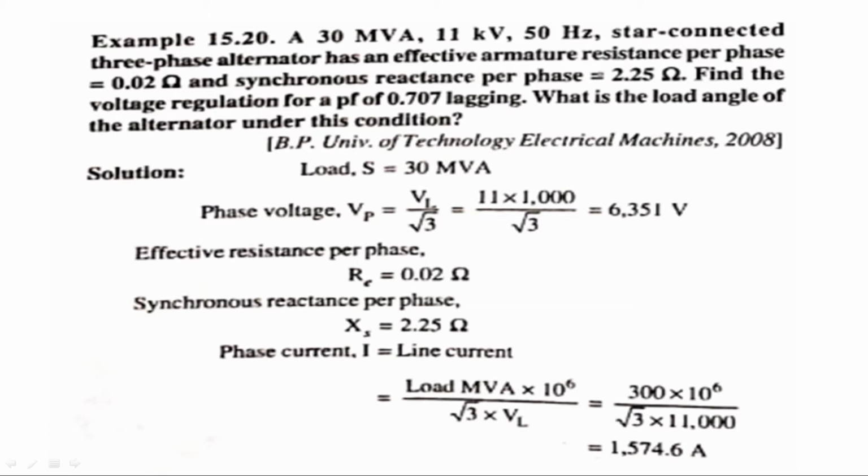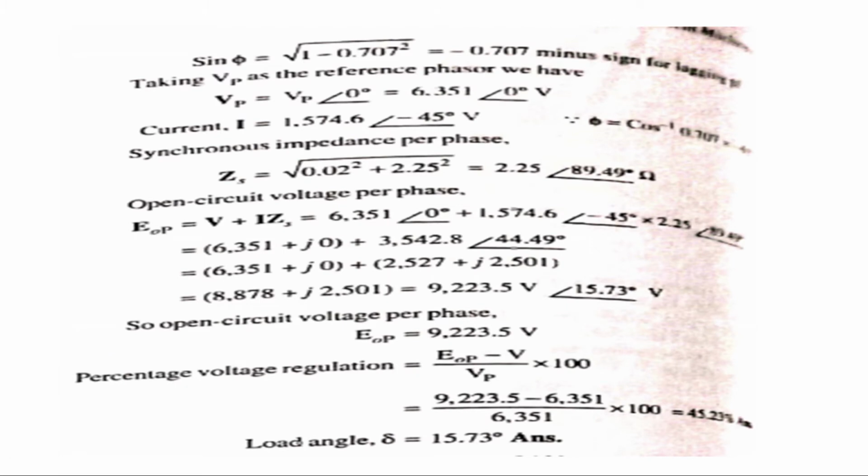We are getting the value of line current or phase current as 1574.6 amps. Now let us find out the value of sin phi. Sin phi will be equal to root of 1 minus cos square phi, that is 1 minus 0.707 square, that is minus 0.707. So the minus sign is for lagging power factor.